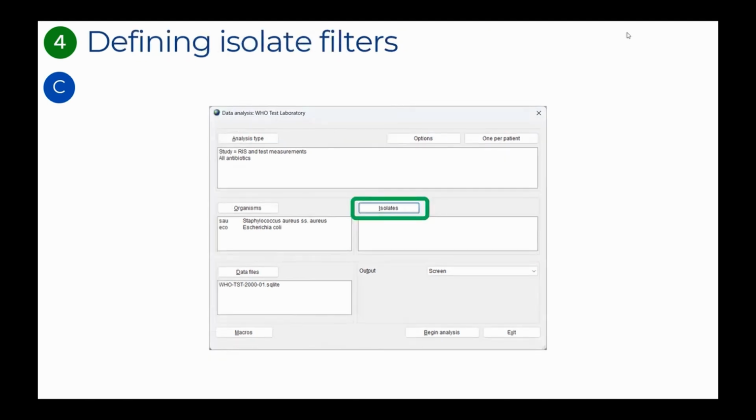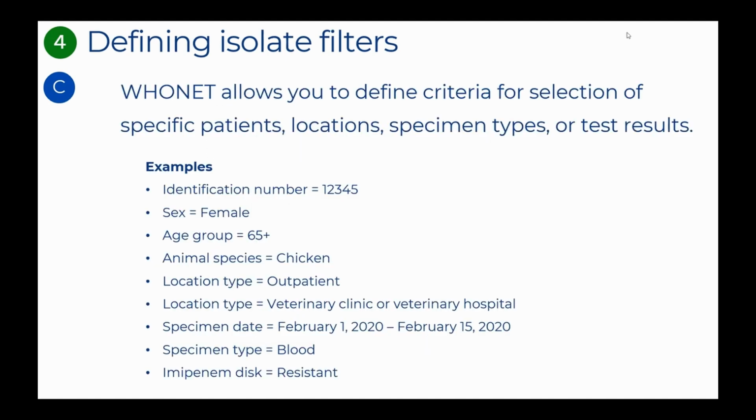I will look at the feature for selecting specific isolates. Using the filters for specific isolates, you can define selection criteria for specific patients, locations, specimen types, or test results. For example, identification number equals 12345, animal species equals chicken, and imipenem equals resistant.